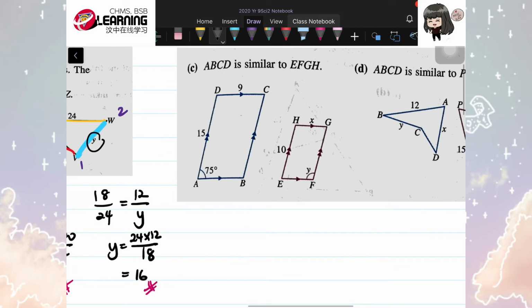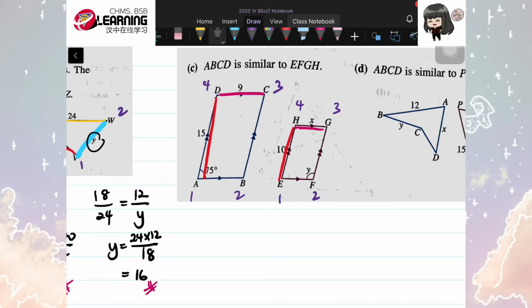Okay, so let's look at C. ABCD is similar to EFGH. So it's already there, you can compare it nicely now. Let's find out what X is. This X here we compare with, okay, 3, 4. It's nicely seen, so we just compare the left and the right one, and see what they give you here, 15 and 10.